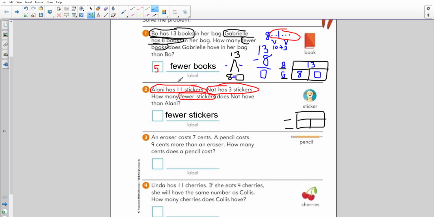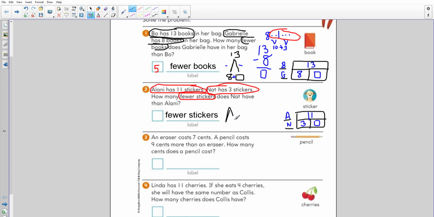Let's see, Alina has 11 and Nate has 3. So since I know what both people have, I can tell you that 11 is definitely more than 3. So I know Alina definitely has more, and Nate has fewer. I asked my question, do I know how many Alina has? Yes, how many is it? That's right, it tells me 11 straight out. Nate has 3, so I know that exact number. The number I don't know is what would fit over here.